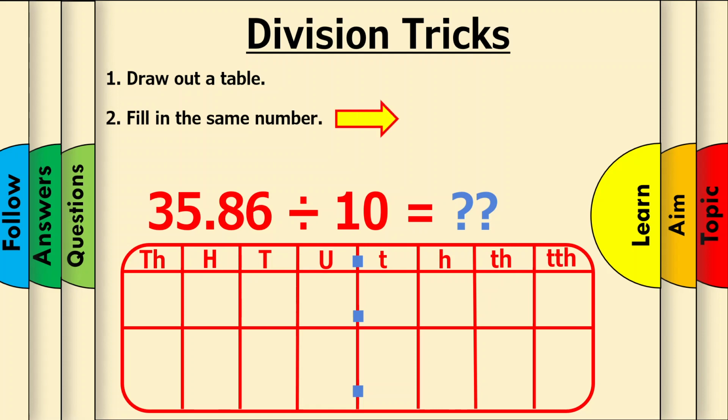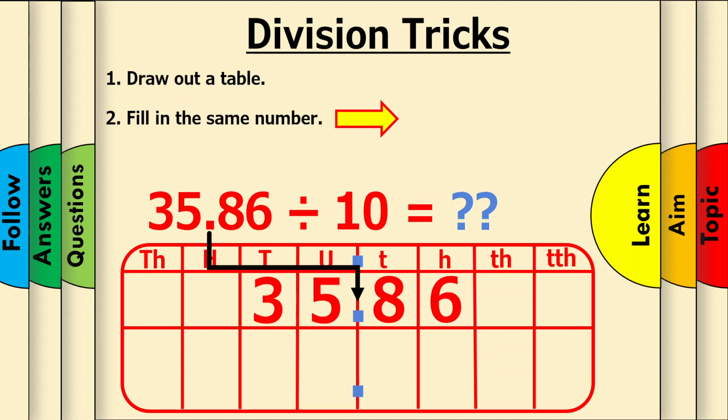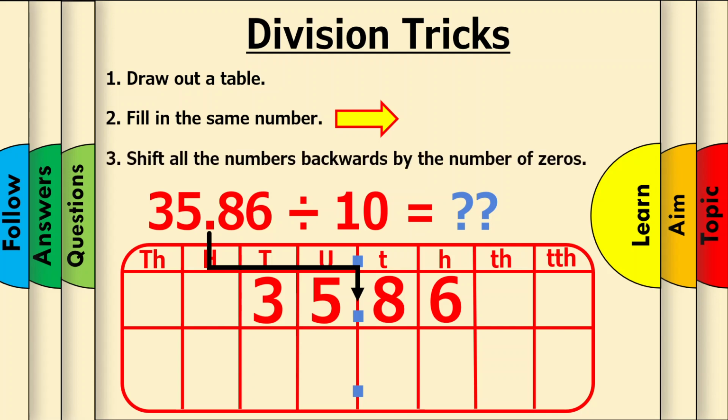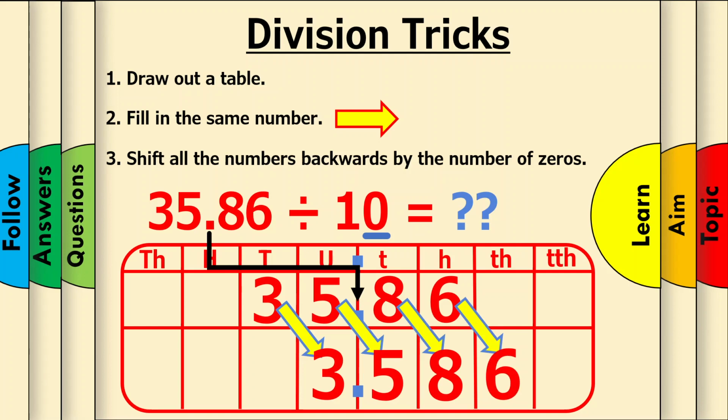In this example, the number 3 is placed in the tens column, the number 5 is placed just before the decimal point, the number 8 just after the decimal point, and the number 6 in the hundredths column, to create our number 35.86. Now, shift all the numbers in the grid backwards by the number of zeros in the other number. In this case, 10 has 1 zero, so we shift all the numbers in the grid 1 column backwards, like so. 3 moves 1 column backwards, and so do all the other digits. This makes the number 3.586, which is our answer.